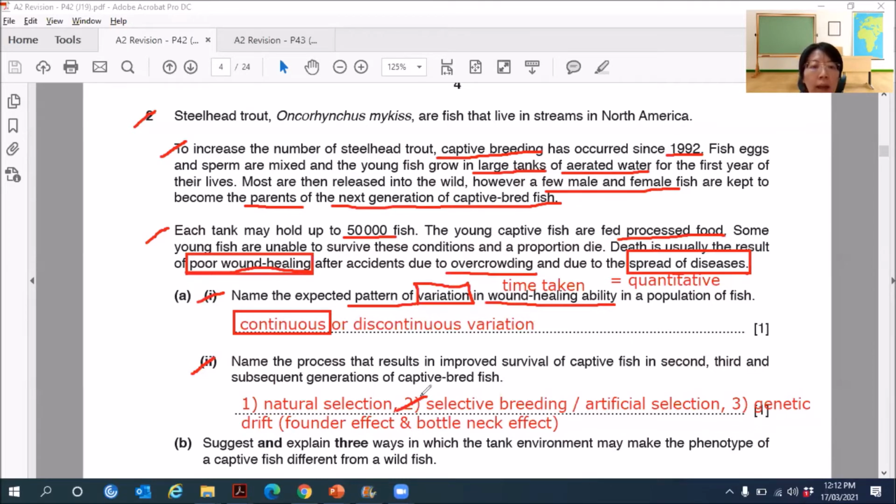Therefore, it can also be said to be natural selection, because we didn't really select fish which had better wound healing and resistance. So natural selection is also a correct answer. But they also accept selective breeding or artificial selection, because in this process, we are growing them in the tank. It's not in nature. So we also accept if this process is called selective breeding as well as artificial selection.